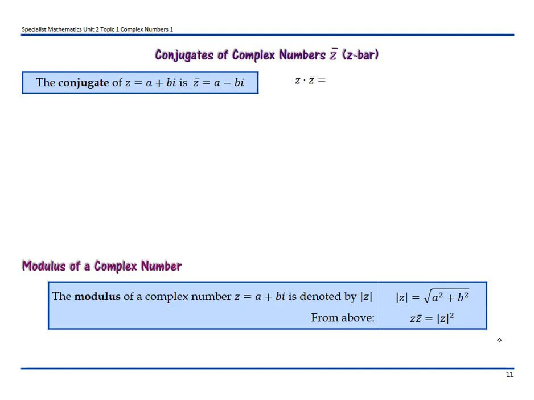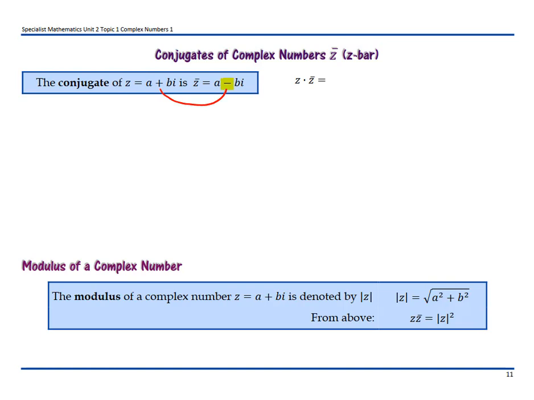This video looks at conjugates of complex numbers, also known as z bar. Now, the conjugate of z equals a plus bi is simply z bar equals a minus bi. So we just swap the sign that's in the middle.